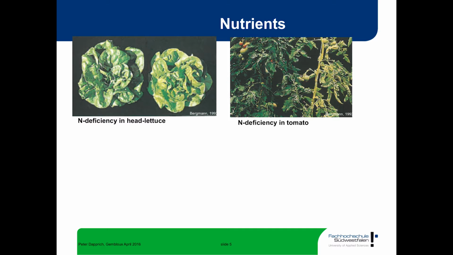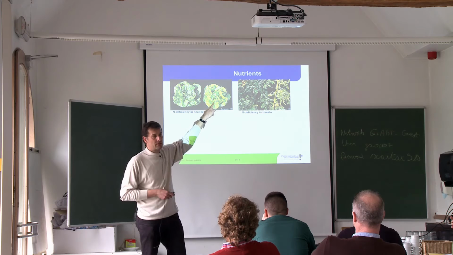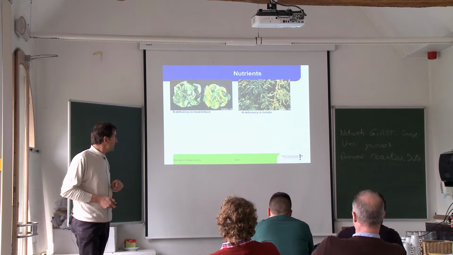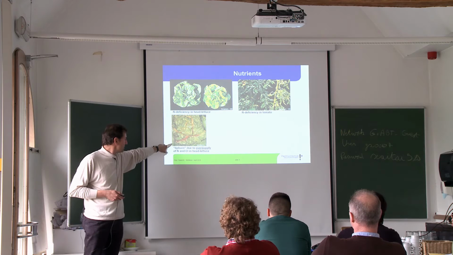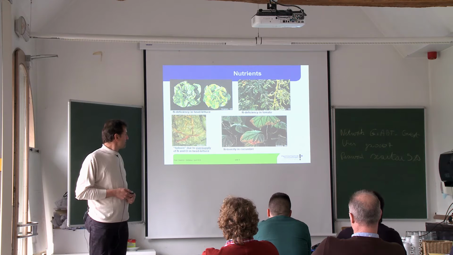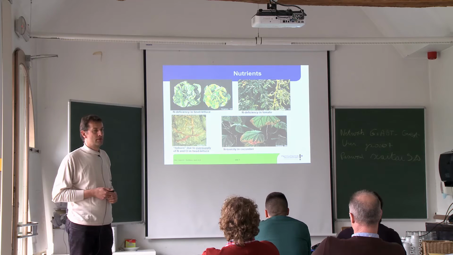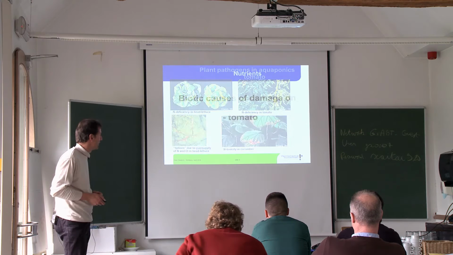Remember maybe the picture of the first talk? There was a lettuce plant that looked quite similar to this, and it was botrytis. But the other way around works also. This is lettuce with a nitrogen and chloride oversupply. Too much nitrogen. And the plant, again, displays this kind of tip burn. And this is the symptom of N-toxicity, nitrogen toxicity in cucumber. Looks like a sick plant. The plant is just healthy, despite the fact that it is oversupplied with nitrogen.